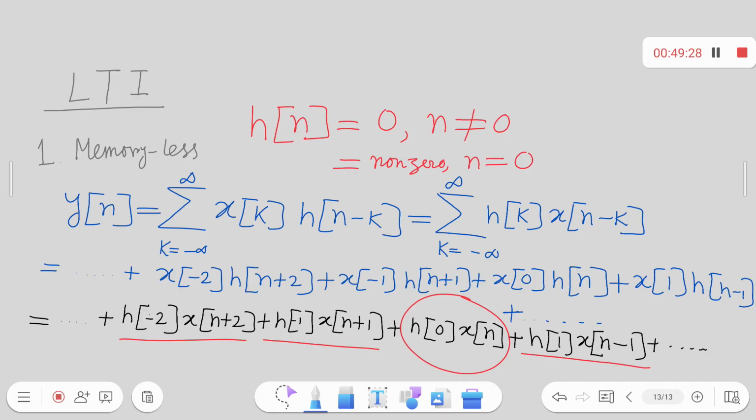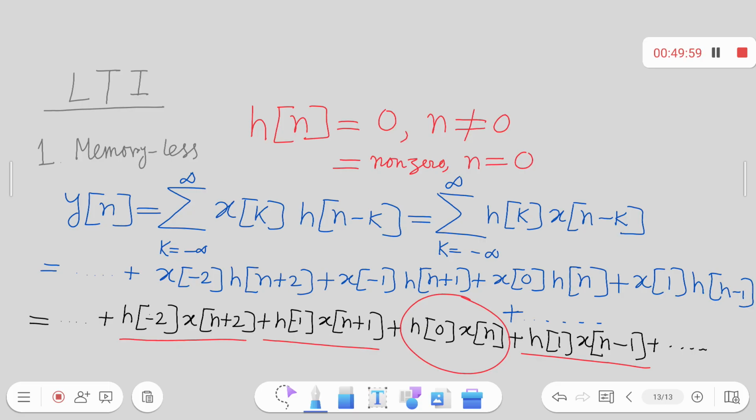So just by observing the impulse response, you can check whether the system is memoryless or not. Therefore, you can characterize the system from one perspective. From the perspective of whether the system is memoryless or not, you can simply observe the impulse response and check whether this condition is satisfied or not. If the condition is satisfied, then you say that the system is memoryless. If not, then the system is not memoryless.